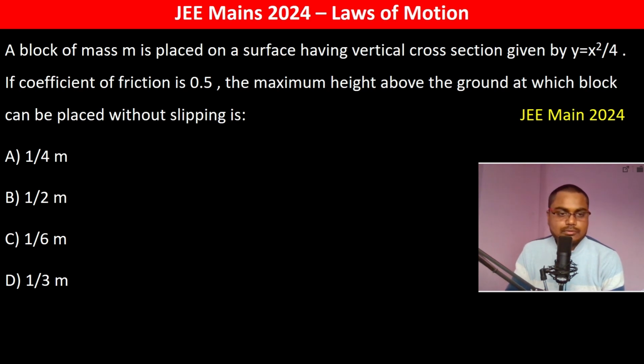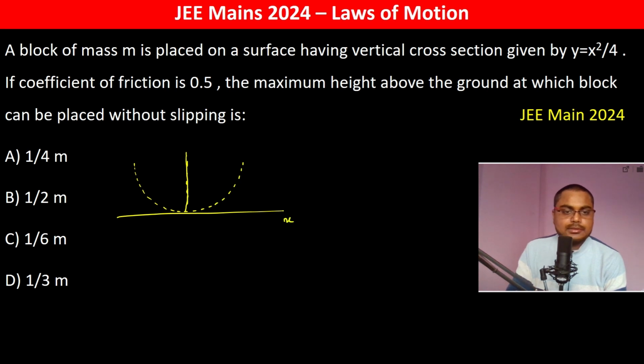A block of mass m is placed on a surface having vertical cross section given by y equals x square by 4. तो कुछ ऐसा है, ठीक है. This is x and this is y. Okay. If the coefficient of friction is 0.5, the maximum height above the ground at which the block can be placed without slipping.